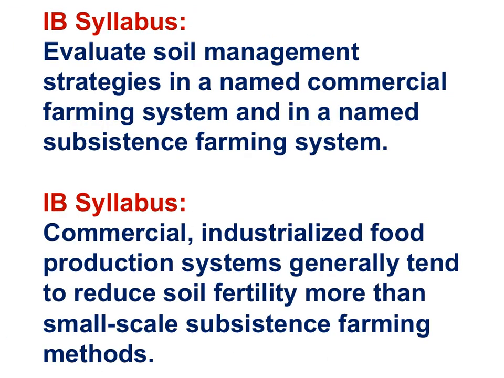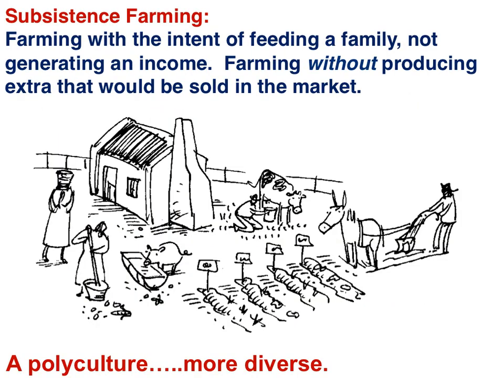Here is an IB syllabus statement that I've been following. Evaluate soil management strategies in a named commercial farming system and in a named subsistence farming system. And here is an IB syllabus statement that foreshadows our future. Commercial, industrialized food production systems generally tend to reduce soil fertility more than small-scale subsistence farming methods. Throughout the discussion of soil conservation measures, I've made reference to industrial farm systems and subsistence farm systems. Let me bring this movie to a close with a brief look at each.